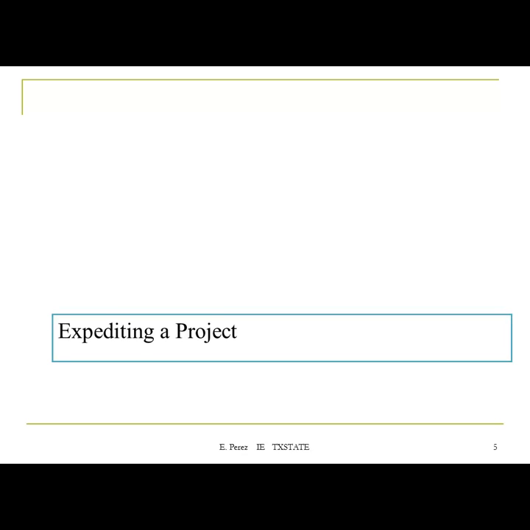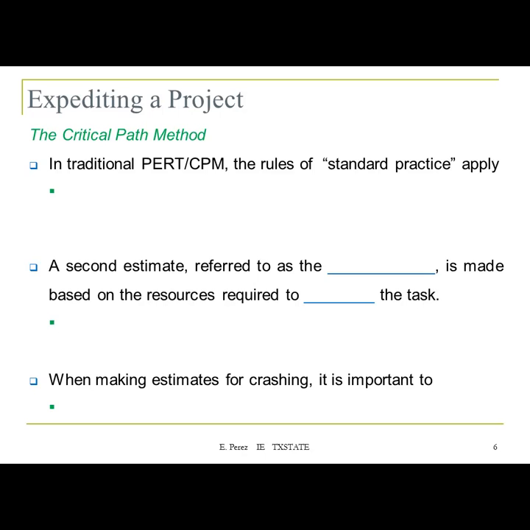So let's talk about expediting a project. Again, we're going to refer back to the two network strategies or diagrams that we learned in our previous lecture, which are PERT and CPM. And the rules of standard practice apply when you're trying to expedite the project.